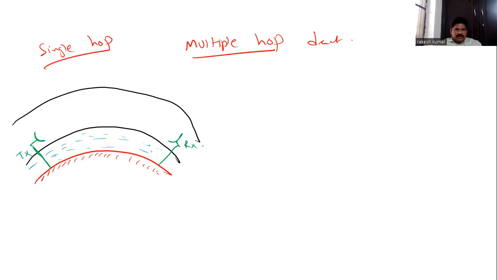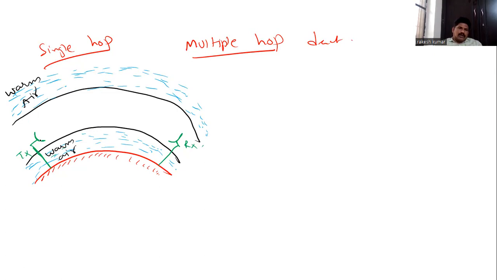There is nothing but standard R. We'll call it warm air. Here we are having warm air, and here also we are having warm air. Here also warm air. Okay, so this is warm air. Here also we are having warm air.